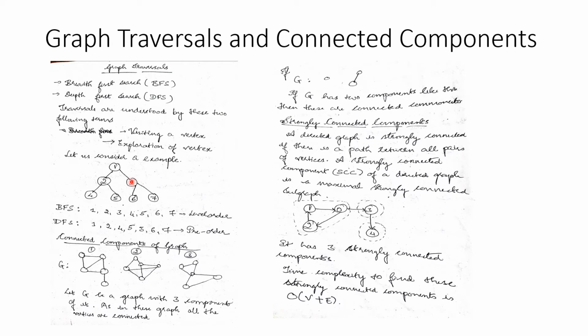So what I will do? Again I will go back to 1. Do you find any other vertex that is being connected to 1 and which you have not visited here? No, you don't have any other vertex. So now you have completed your depth first search.